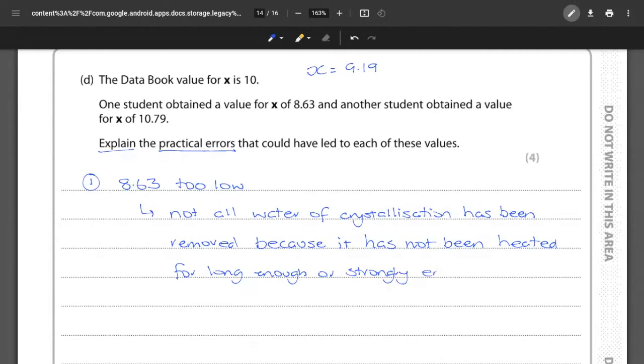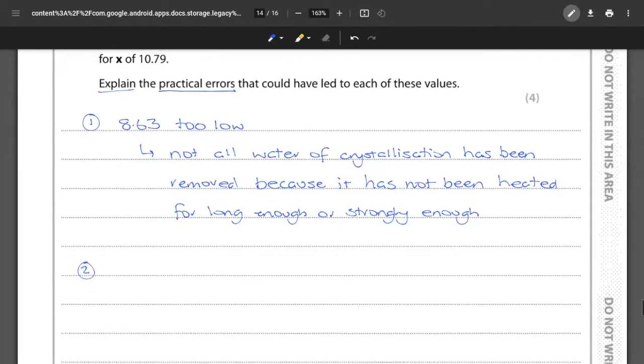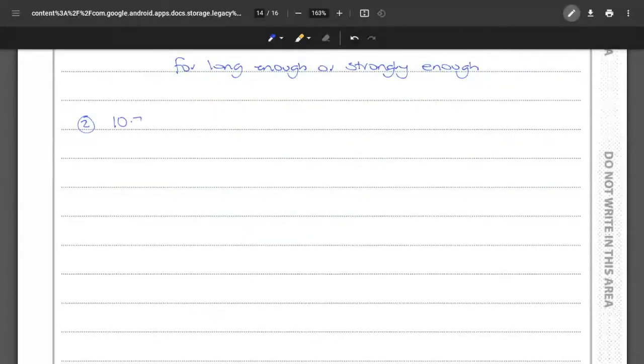So we're getting a lower value than expected because we still have some water left over, because we have not heated it strong enough. For the second student, they've got a value of 10.79, and we know that that is too high. So we have gone over. And what this looks like is we have apparently had too much water removed.